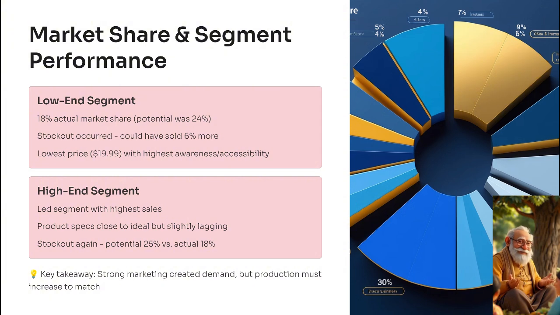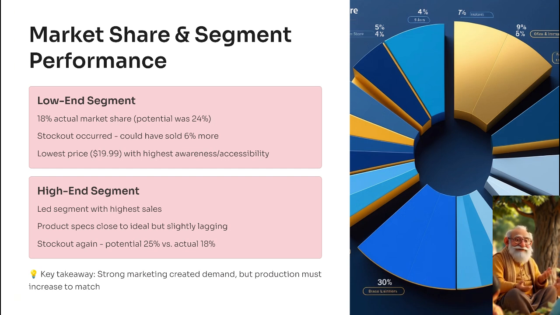Part 5. Market share and segment performance. Now flip to the market share section. You'll see how your products performed across different segments. Let's analyze 3 key segments. Low-end segment. Our product stocked out. We captured 18% actual market share. However, potential market share was 24%. That means we could have sold 6% more, if only we produced more.